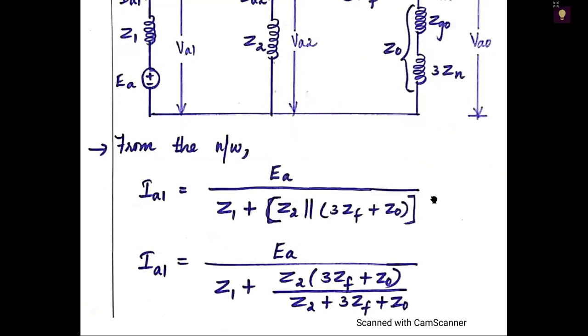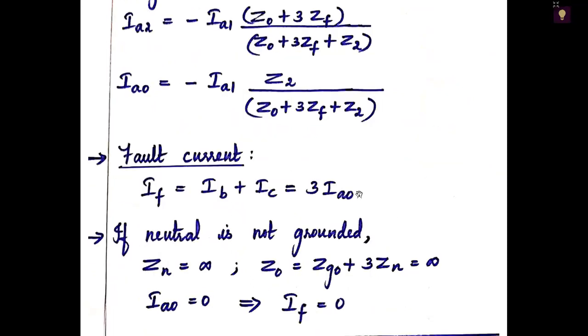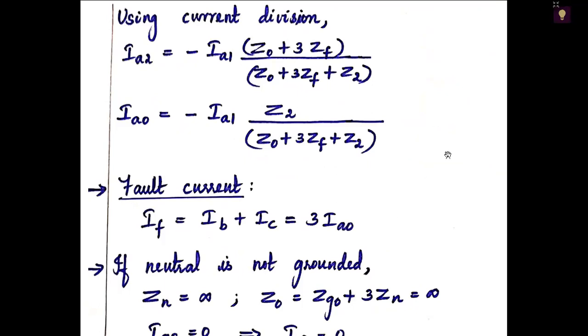When you apply the current division rule, there are now three parallel branches. So IA2 is equal to minus IA1, which is the total current. IA2 is equal to minus IA1 into Z0 plus 3ZF divided by Z0 plus 3ZF plus Z2. So Z0 plus 3ZF divided by Z0 plus 3ZF plus Z2.